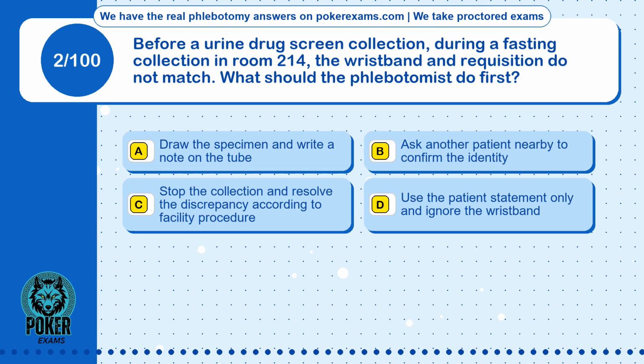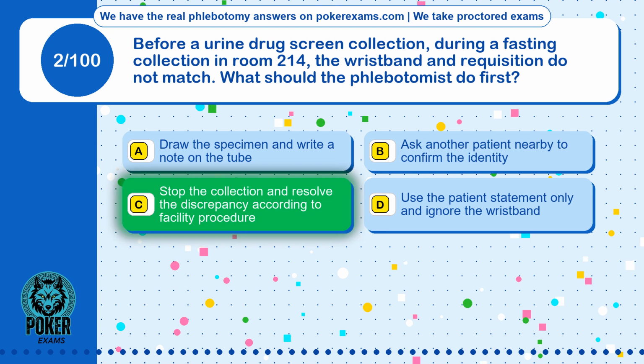Option C. Stop the collection and resolve the discrepancy according to facility procedure. Option D. Use the patient's statement only and ignore the wristband. The correct answer is option C. Stop the collection and resolve the discrepancy according to facility procedure.